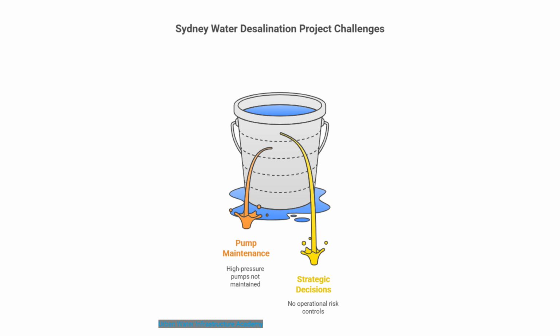As a case study, consider a large utility that decides strategically to invest in seawater desalination for drought resilience. Operationally, it must ensure high pressure pumps at the plant are well maintained or the entire project could fail. Strategic decisions without operational risk controls often fail.